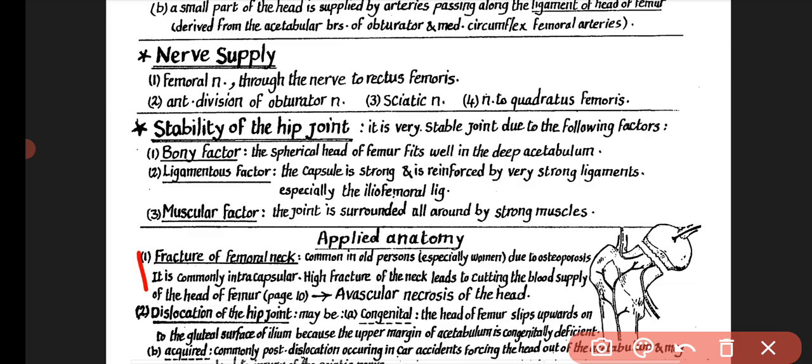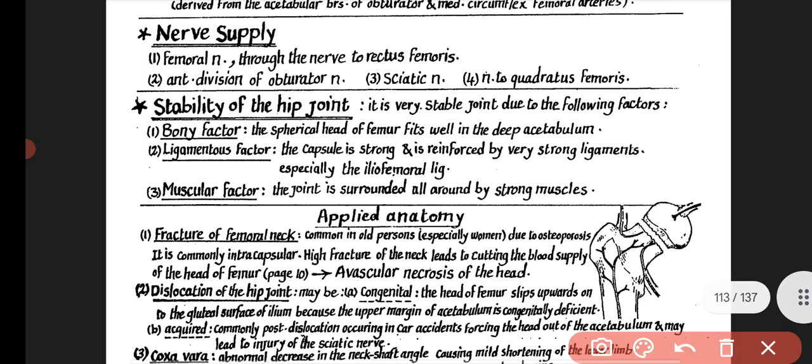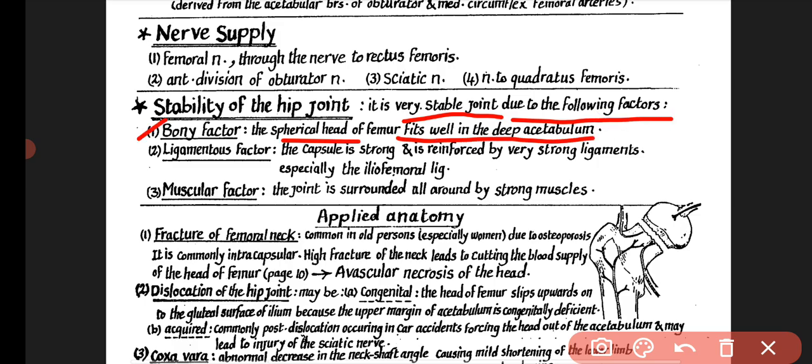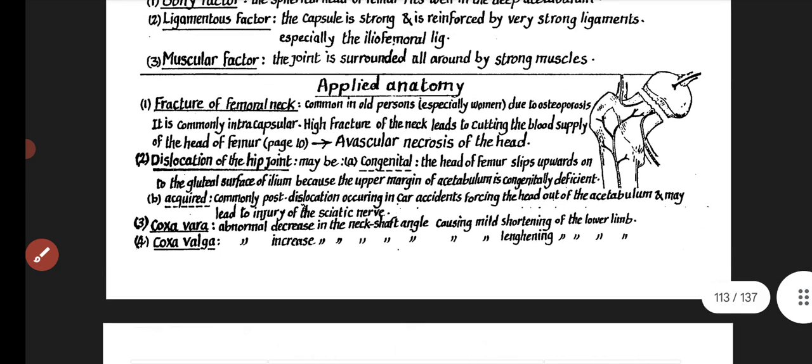Next, we'll move to the stability of the hip joint. It is a very stable joint due to the following factors. One is the bony factor: the spherical head fits well into the deep acetabulum. Next is the ligamental factor: the capsule is very strong, reinforced by very strong ligaments, the 6 ligaments, mainly the 3 ligaments, of which the iliofemoral ligament is the main one. And the muscular factor: the joint is surrounded by strong muscles. Okay, this you have to write in theory and also in the practical.